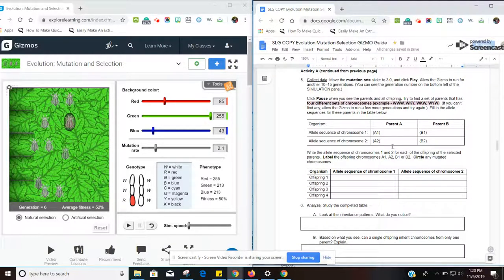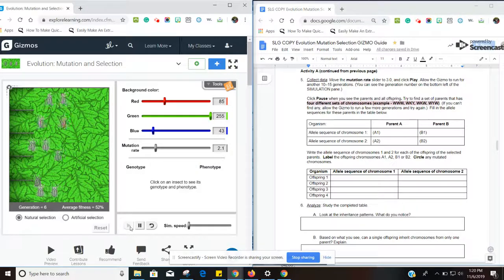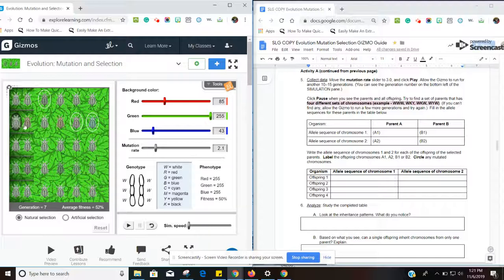For question 5 here, it is going to ask for you to gather the genotypes of a generation of parents and offspring. So you're going to have to pause the gizmo such that you can see all the parents and all 4 offspring. It is important for this set that you find a set of parents that has 4 completely different chromosomes. So you're going to have to check both parents to make sure that they have 4 completely different chromosomes.